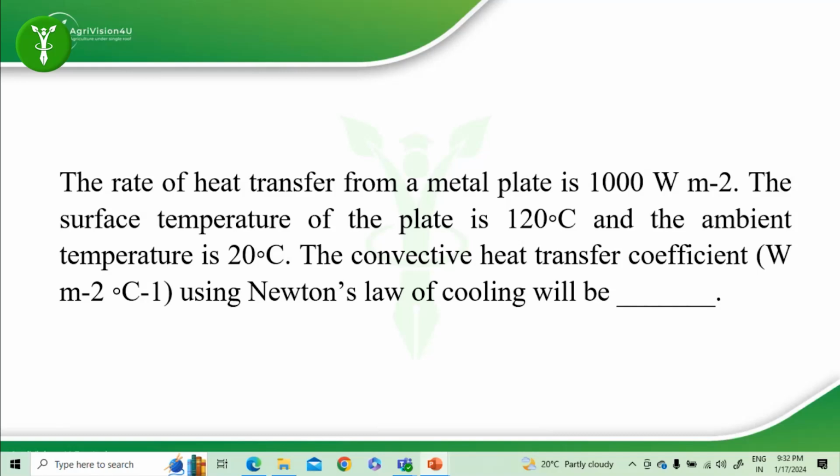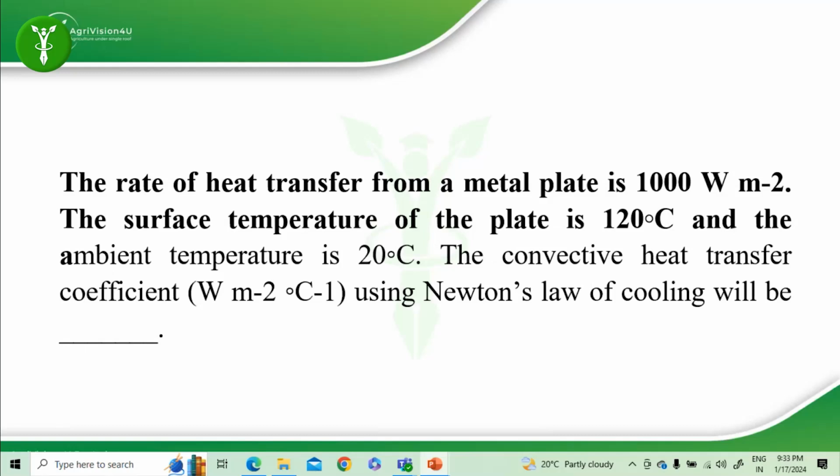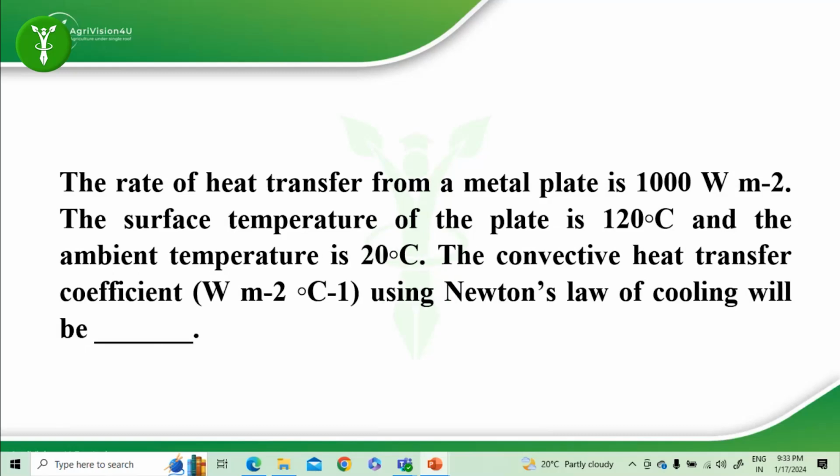Okay, but for those who are not present, they might be going through the recording. So for them, I'll be quickly going through this particular problem statement. Let us not invest much time for this. The problem statement is: the rate of heat transfer from a metal plate is 1000 watt per meter square. The surface temperature of the plate is 120 degrees Celsius and the ambient temperature is 20 degrees Celsius. The convective heat transfer coefficient using Newton's law of cooling will be what? So we have been asked to calculate the convective heat transfer coefficient.